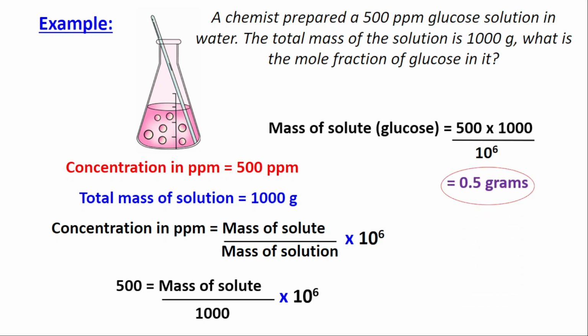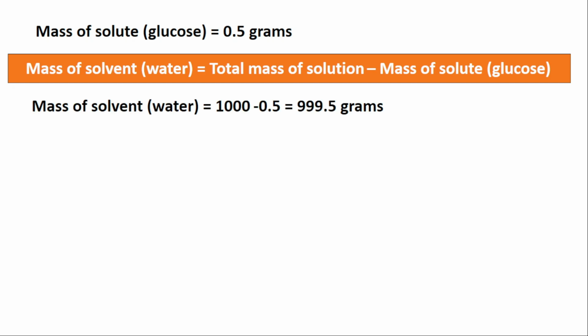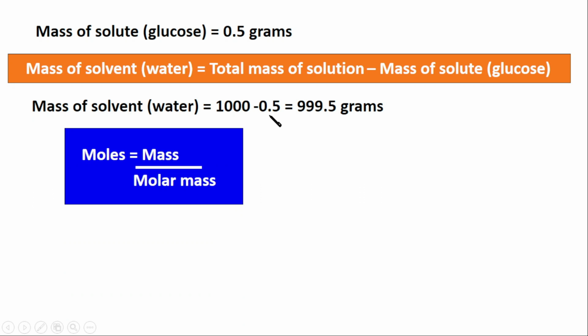Now that we have calculated the mass of glucose, we can easily find the mass of solvent, which is water in this case, by applying the formula. Mass of solvent, that is water, is equal to total mass of solution minus mass of solute glucose. Mass of solvent, that is water, is thus equal to 1000 minus 0.5, that is 999.5 grams. So 999.5 grams of water was used to prepare a 500 ppm glucose solution.